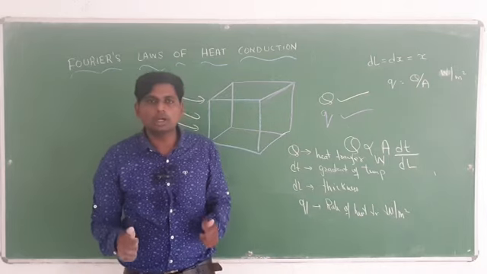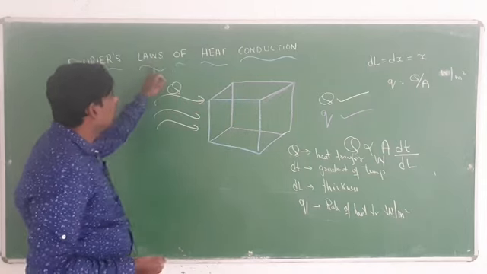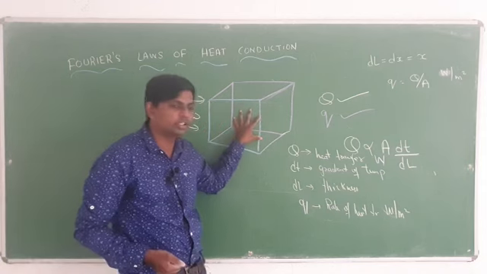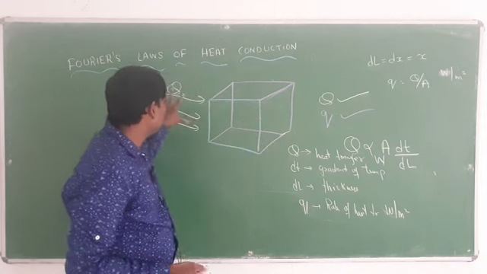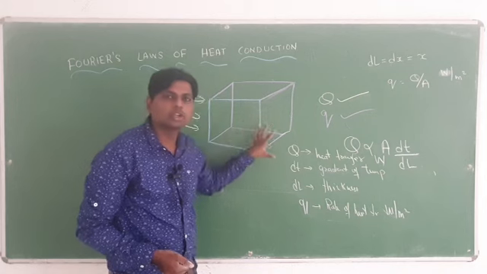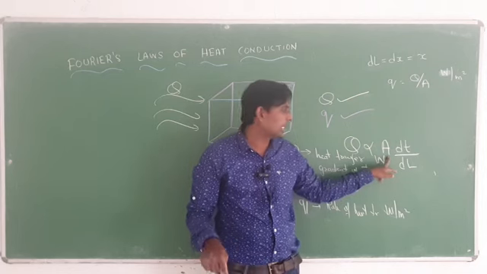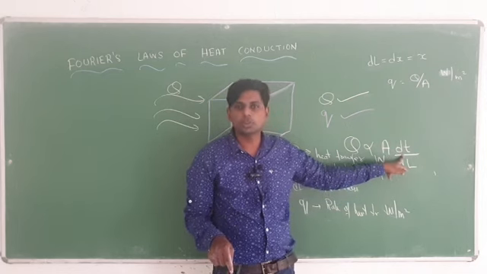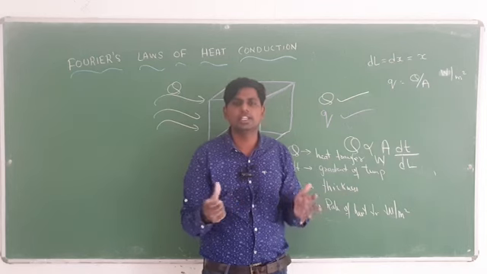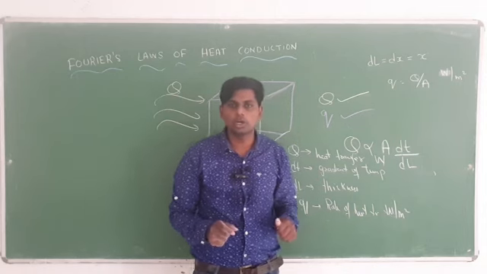What is Fourier law of heat conduction? Here a simple definition is there. The rate of heat transfer through a simple homogeneous solid is directly proportional to its area, directly proportional to its temperature gradient, and inversely proportional to its path, which means length. You have to remember this one, known as the Fourier law of heat conduction.